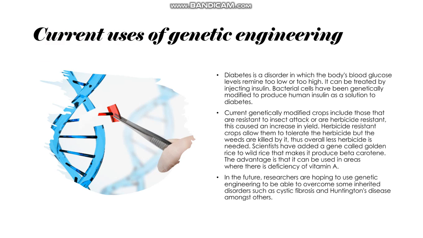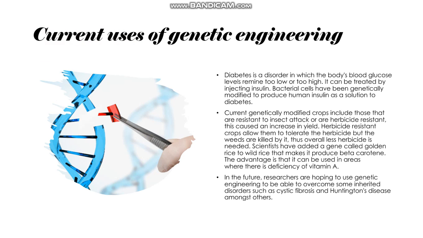Current genetically modified crops include those that are resistant to insect attack or herbicide resistant. This causes an increase in yield. Herbicide-resistant crops are able to tolerate the herbicide, but the weeds are killed by it. Thus, overall, less herbicide is needed.